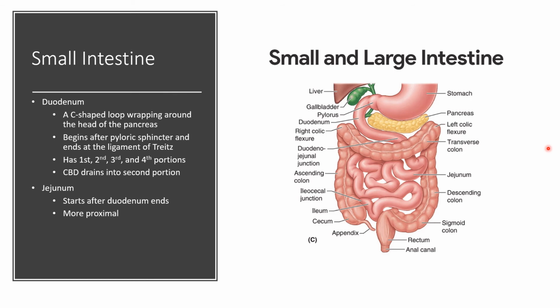We have the jejunum, which starts after the duodenum ends, and is more proximal. And if you want to be strictly academic, there is a difference between the plicae circulares and vasa recta of the jejunum and ileum. I really don't care about any of that, because in the operating room, the way you can tell the jejunum from the ileum is the jejunum is proximal, the ileum is distal, and the ileum ends at the ileocecal valve.